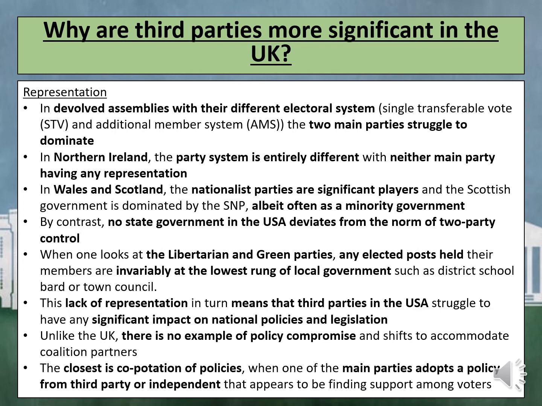By contrast, no state government in the USA deviates from the norm of two-party control. One has to look deep and hard for examples of third-party candidates elected to major office, even at state level. One example was the pledge in his 1992 campaign by independent candidate Ross Perot to eliminate the federal budget deficit, subsequently adopted by both main parties. In 2019, the Democrats adopted the Green Party's New Deal with its emphasis on tackling climate change and carbon emissions. This arguably lessened the distinctive appeal of the Greens, leading to the loss of potential votes for them.